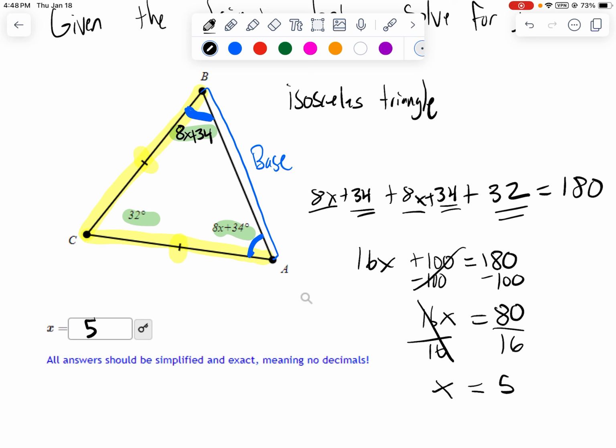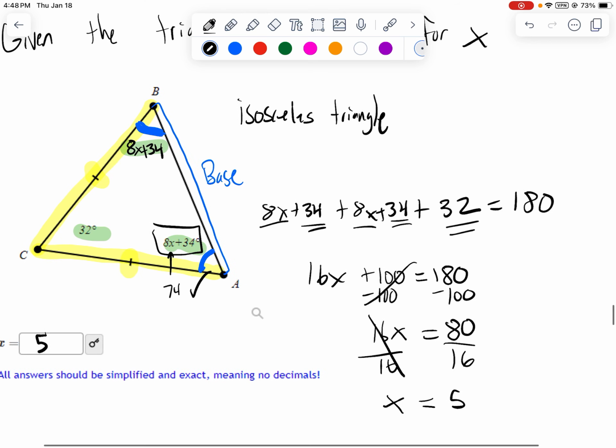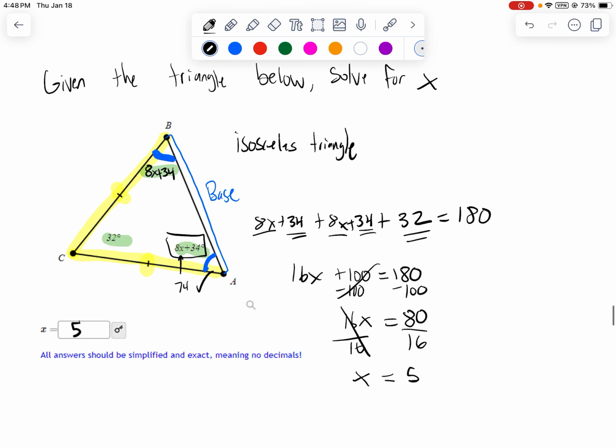You just have to do a quick double check to make sure that when you plug 5 in, you get a positive number back, which you're guaranteed for that here. 8 times 5 is 40, plus 34 will give you 74, right? Which means 74 is the outcome. Positive number, it's good to go. All right, but x equals 5 is your solution, and you are done.